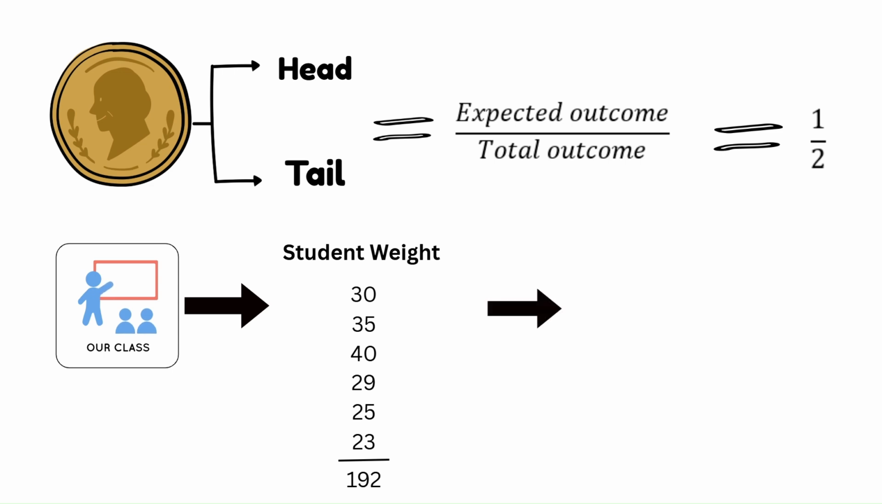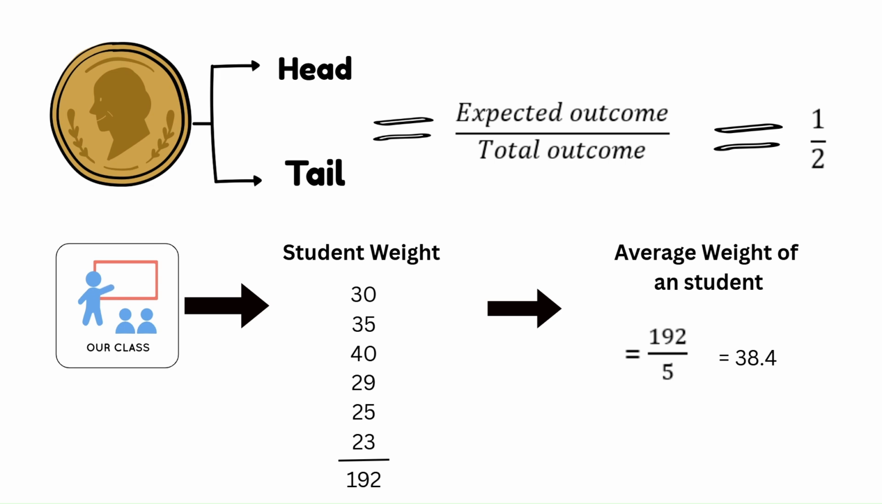The average works like 192 divided by the total number of people in the class, which is 5 people. 192 divided by 5, we get 38.4. The average weight of a student in the class is 38.4 kgs. So this is how statistics works in all fields, like finding descriptive measures or probabilities and so on. We have more topics in inference also. We'll discuss them later.